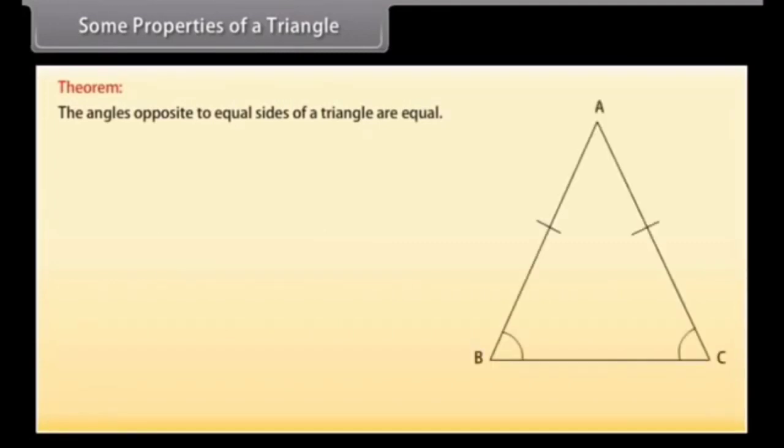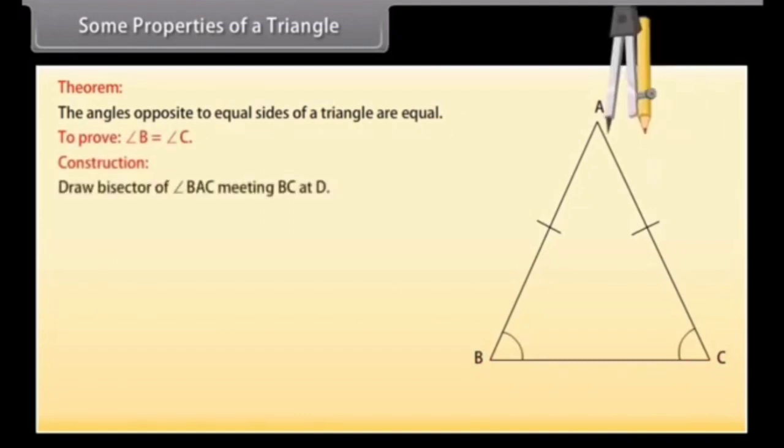Some properties of a triangle. Theorem. The angles opposite to equal sides of a triangle are equal. Let's prove it. Given is a triangle ABC in which AB is equal to AC. We have to prove that angle B is equal to angle C.